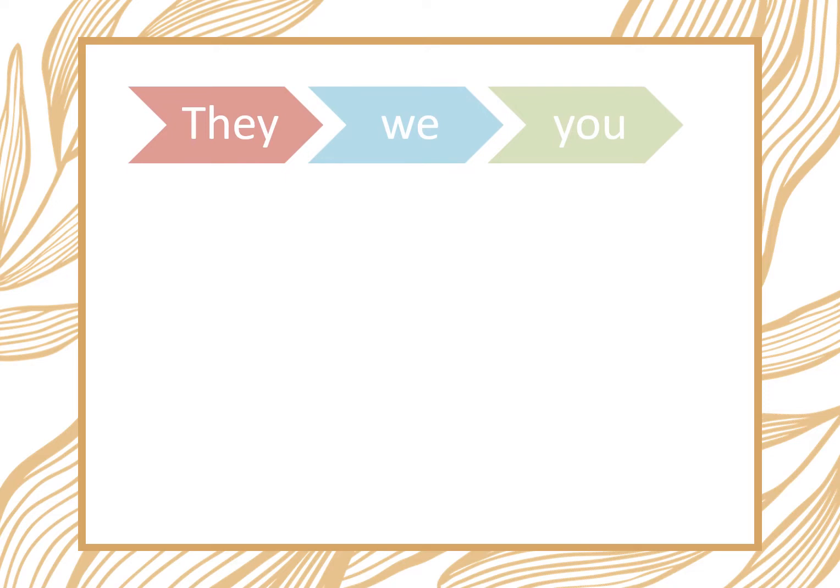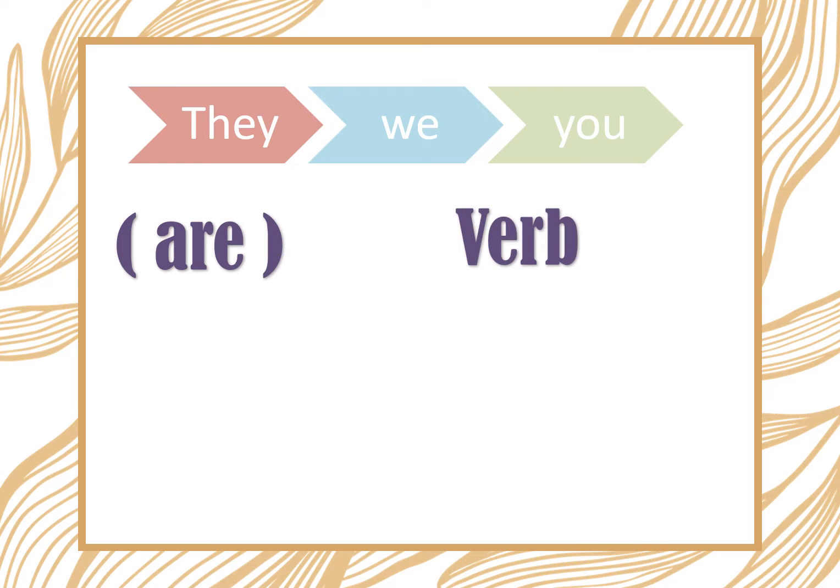The different pronouns here, they, we, and you, we will use with them the verb are. Like they are clever boys. We are smart girls. You are a good student. Or we are going to use the verb in the present simple tense without adding anything. We will have here more examples about how to use this.